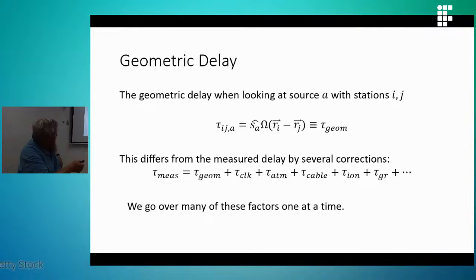So this is what we're interested in, but here's what is actually measured, and this is what comes out of the correlator. There's the geometric delay, plus there's all of these various kinds of terms. There's a clock term, an atmosphere term, a cable term, an ionosphere term, a gravity term, and so on. And so we need to either calibrate these other terms or estimate them in order to get the geometric delay.